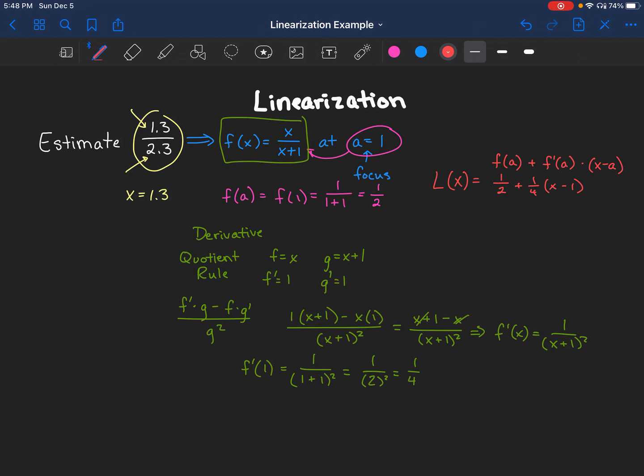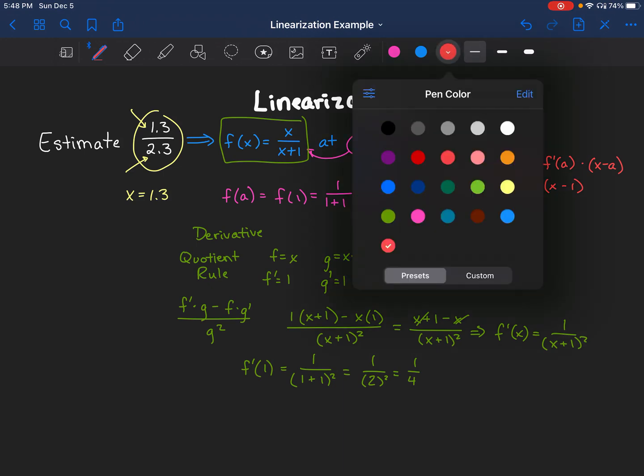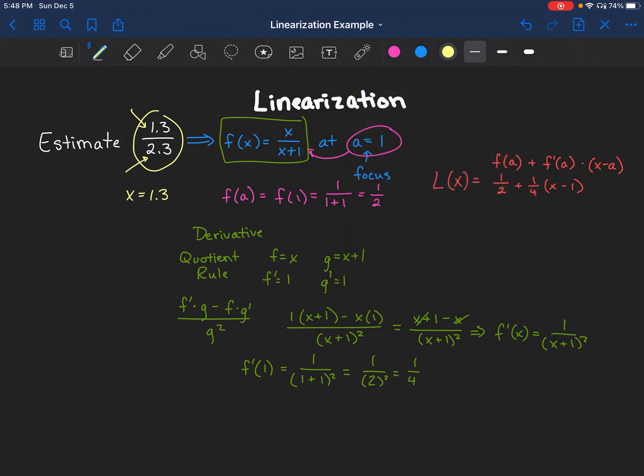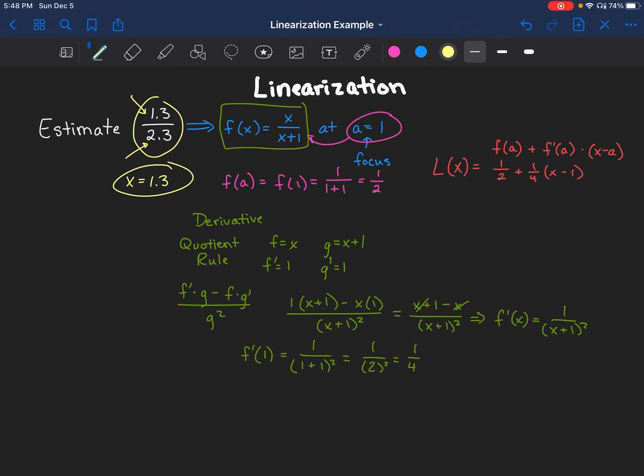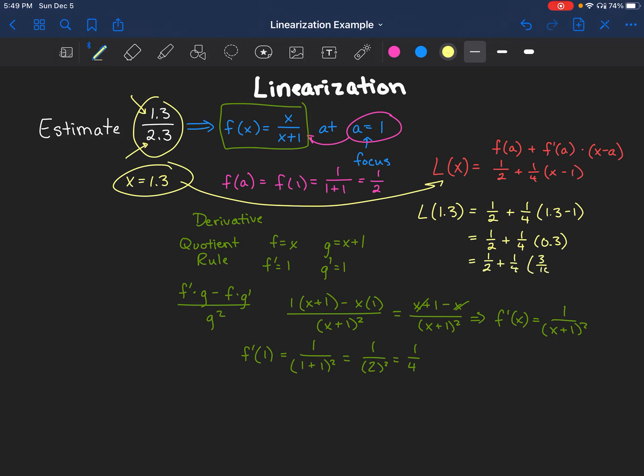And what I want to do now is give myself an estimate of what 1.3 divided by 2.3 is. So I'm going to plug 1.3 into my linearization equation. All right, so let's see what happens here. We've got 1/2 plus 1/4 times 1.3 minus 1. 1.3 minus 1 gives me 0.3. And it might help to know that 0.3 is the same thing as 3/10.